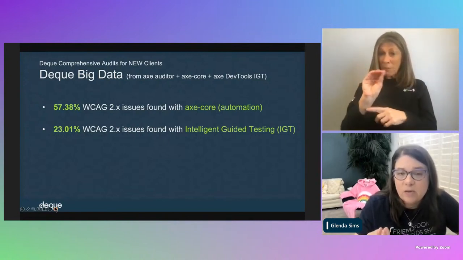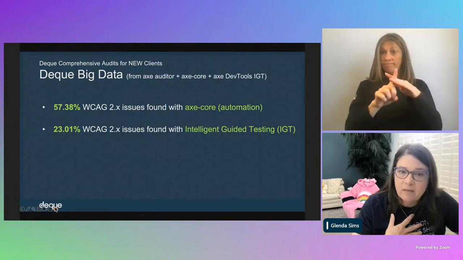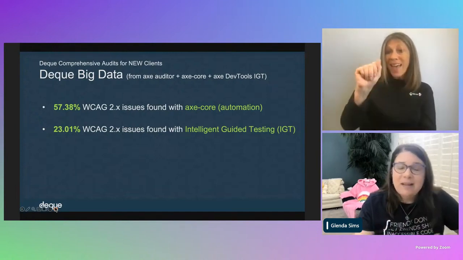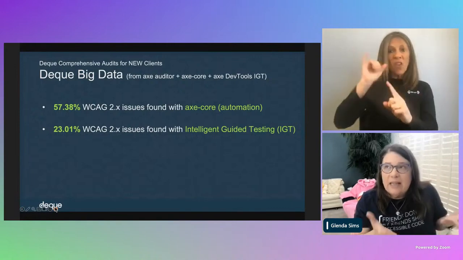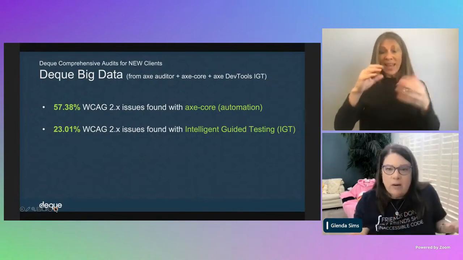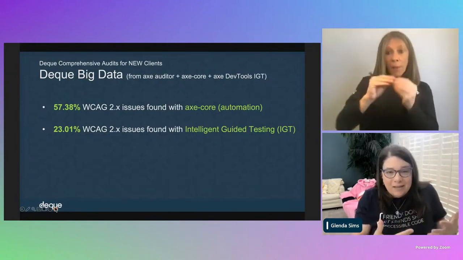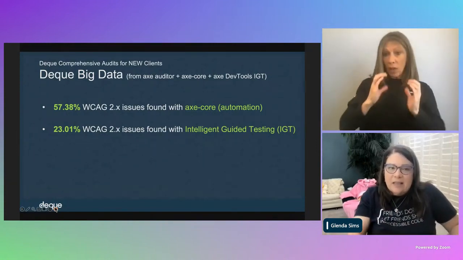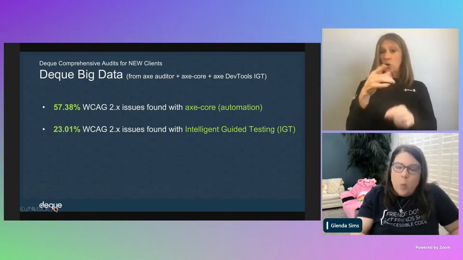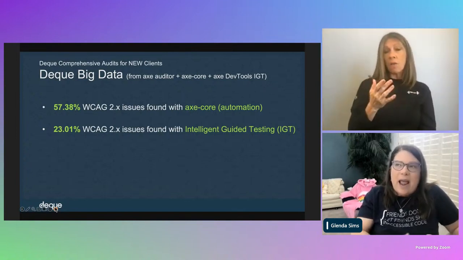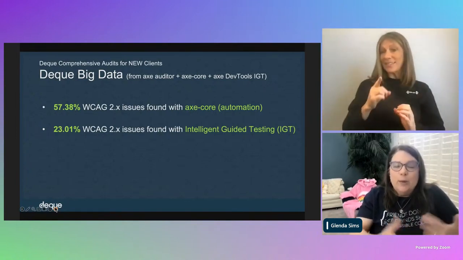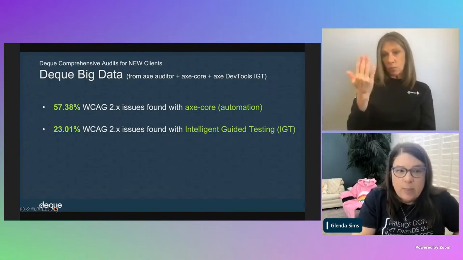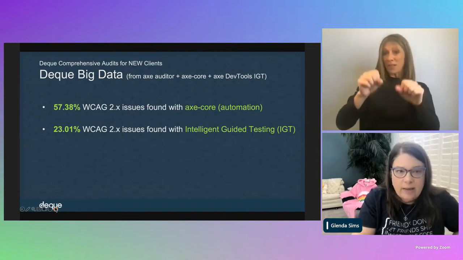57.38% of issues that our experts found were found with Axe Core automation. That's a huge lift. And this is not a made-up number. It's not a theoretical number. This is real clients. And we chose new clients because that's giving you a sense of when the client has not used any of this testing tools before. And so this is the possibility for a new client.